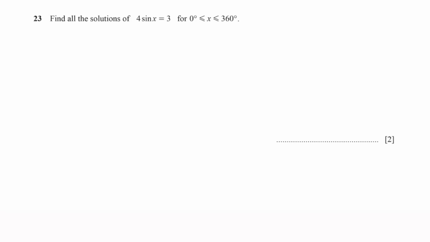Question number 23. Find all the solutions of 4 sine x equals 3. So 4 sine x equals 3, and the solutions should only lie between 0 and 360. Okay, not more than that, not less than that. The maximum is 360 and the minimum is 0. So let's find one of the solutions from here itself. At least one solution we can usually get. Sometimes we don't get it, but at least one solution we usually get.